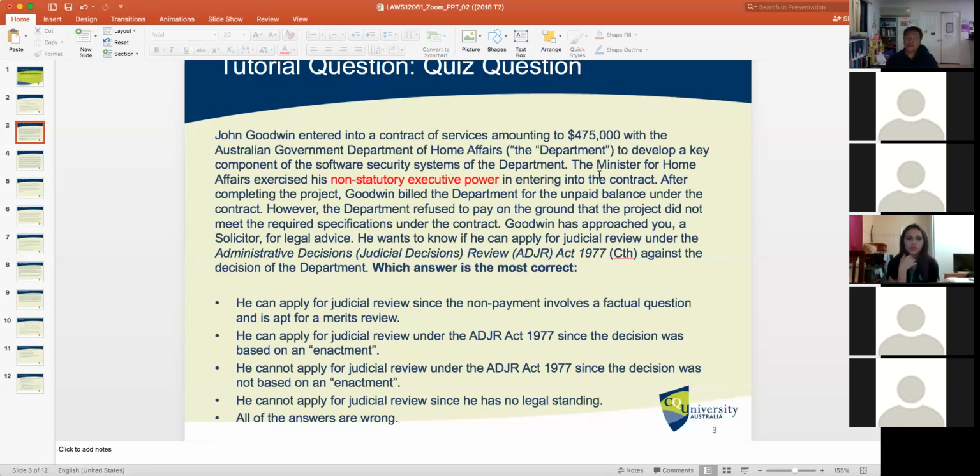As far as judicial review is concerned, I'm not going to do it at this point, because I've already discussed it. But we know that there is a difference between judicial review and merits review. We've also talked about a person needing to have legal standing. Would John Goodwin have legal standing? He entered into a contract, he was not paid. Does he have legal standing or not? Has his interest to be paid been violated or not? That should be clear and apparent to you. I'm hoping that would be an easy quiz question to answer.